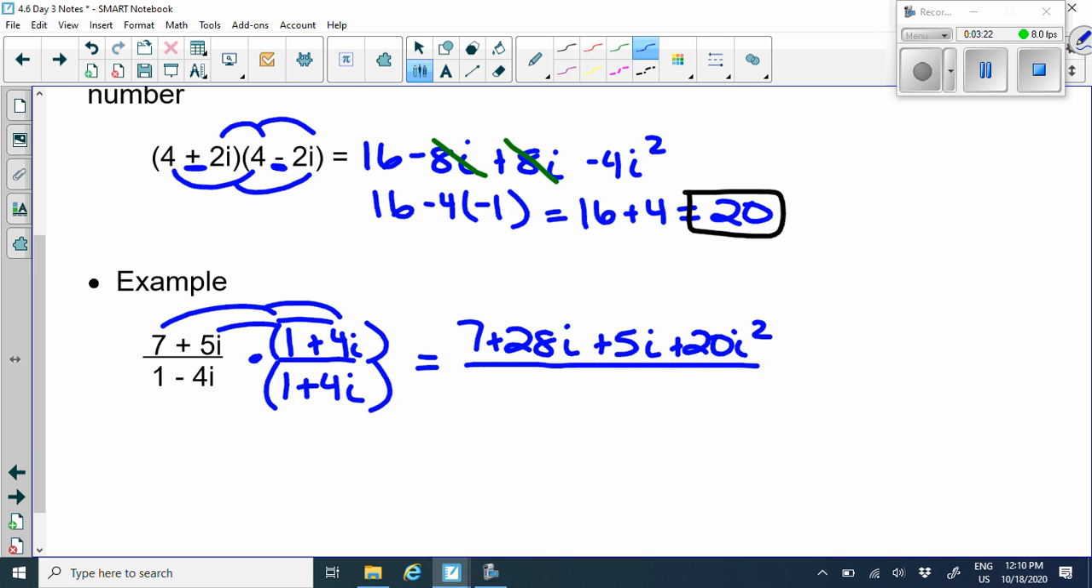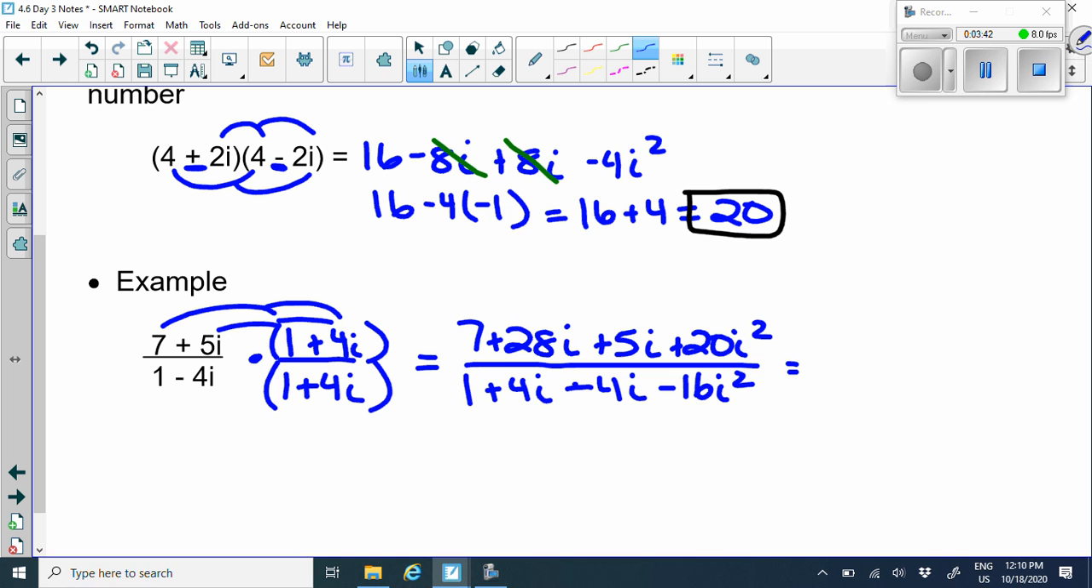And now on the bottom, I do the same thing. I do 1 times 1 and 1 times 4i. And then my negative 4i times 1. And then negative 4i times positive 4i. Make sure that gives you negative 16i squared. Okay, we're going to combine like terms and see if we can cancel anything out.